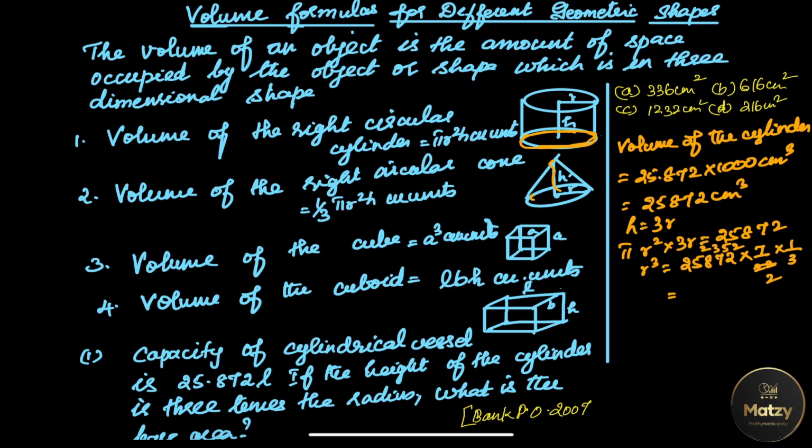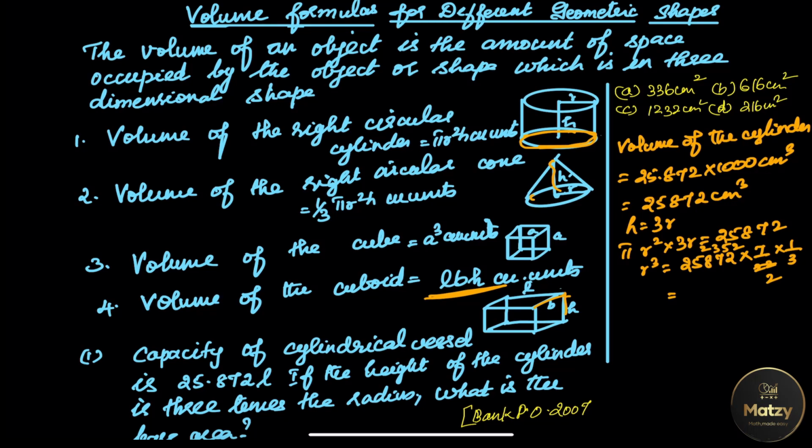Next, volume of the cuboid. That is l into b into h. Length of the cuboid is l, breadth is b, height is h. So, volume of the cuboid is lbh cubic units.